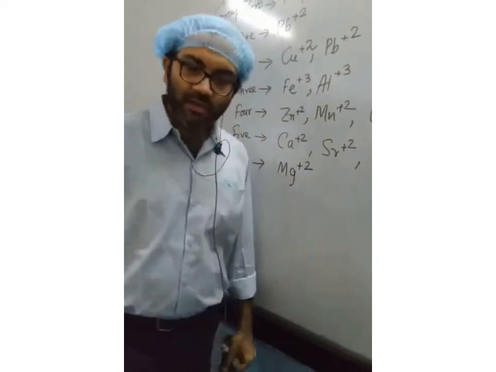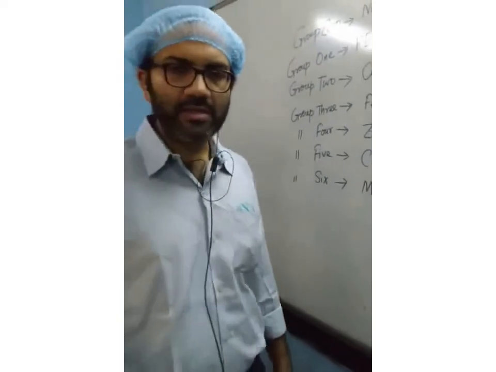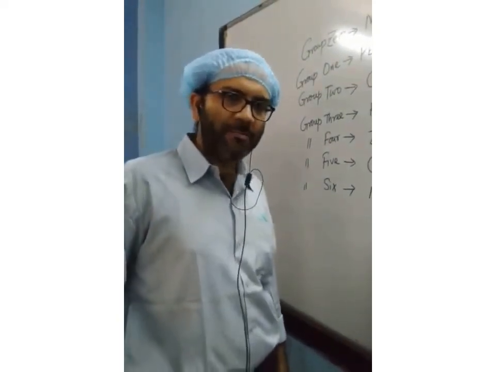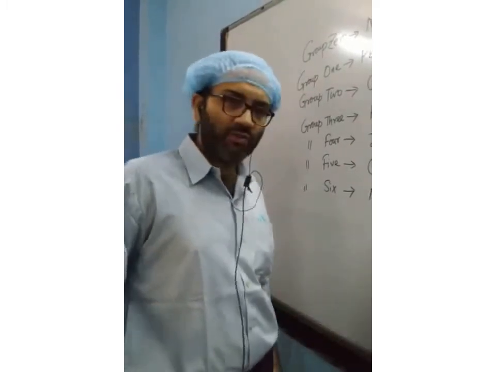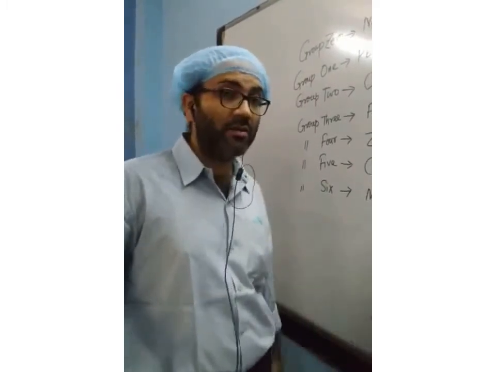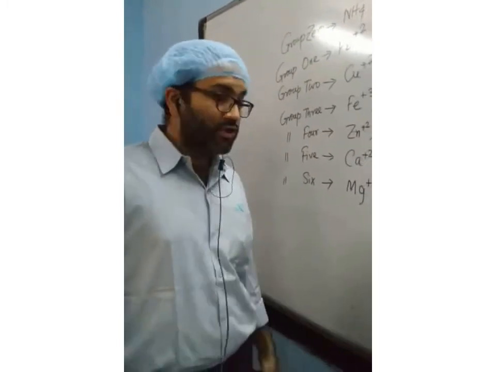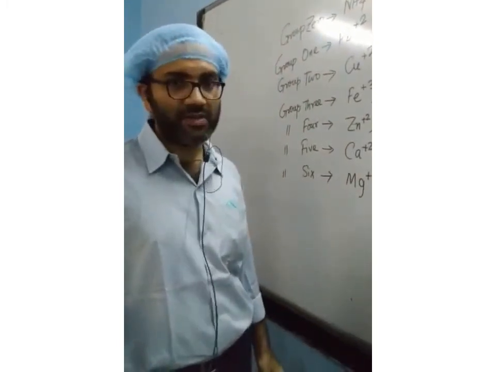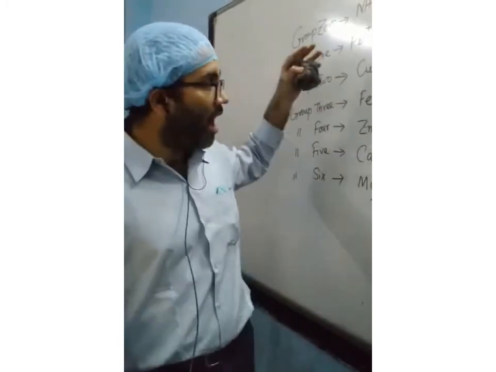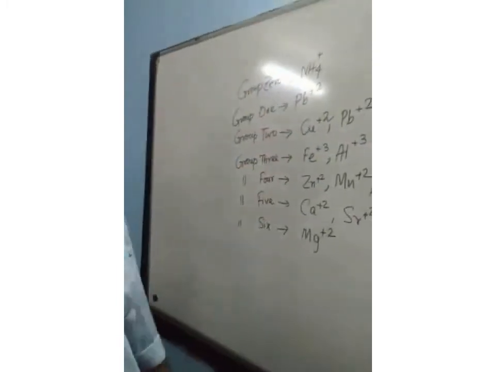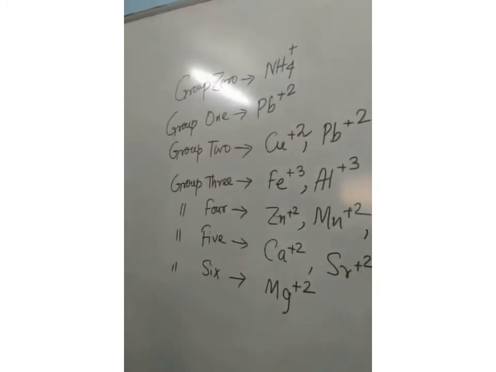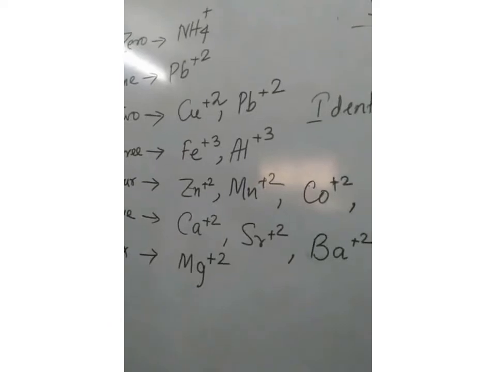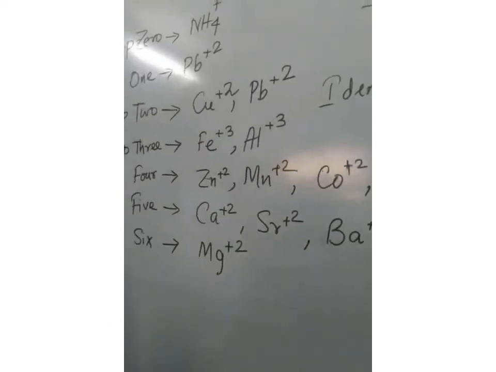In some books or on the internet you may find that group 6 also includes magnesium, sodium and potassium. Sodium and potassium ions are not in the syllabus, they are excluded. So only Mg2 plus is in your syllabus. This is how the different groups of cations are categorized, and all these cations are in your syllabus, which we will be doing one by one.